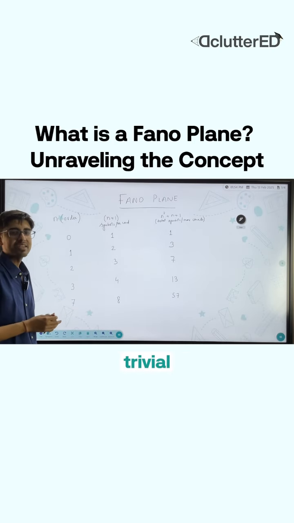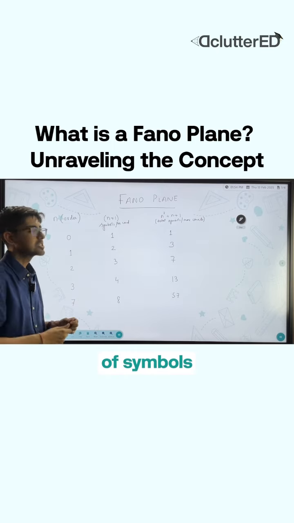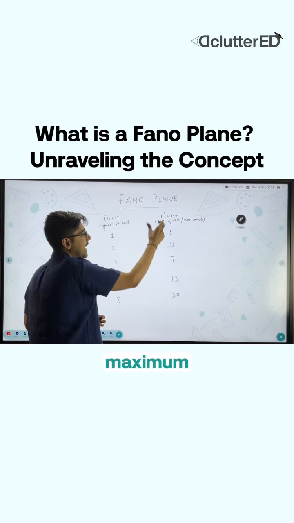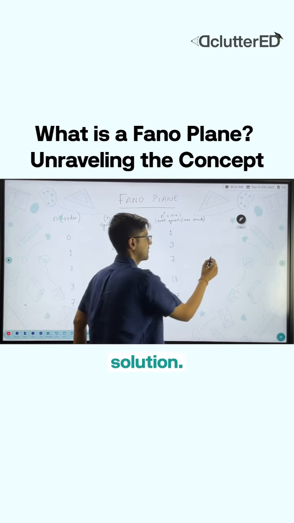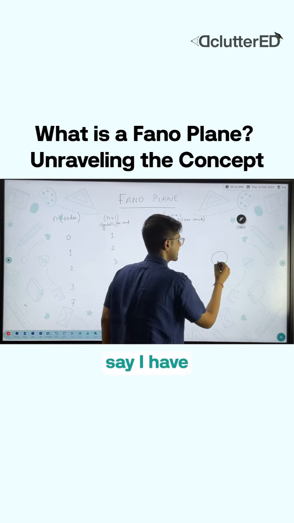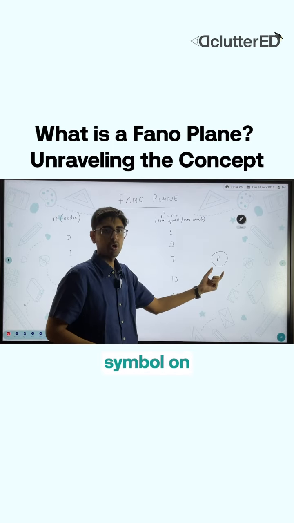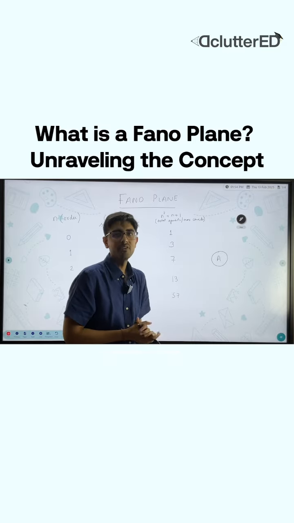Let's look at the basic trivial solution where n is 0. Then the number of symbols per card is 1 and the maximum possible number of cards is going to be 1. This is a very trivial solution. If I just take one card of Dobble and let's say I have a single symbol on it, this connects with every other card of the same symbol.